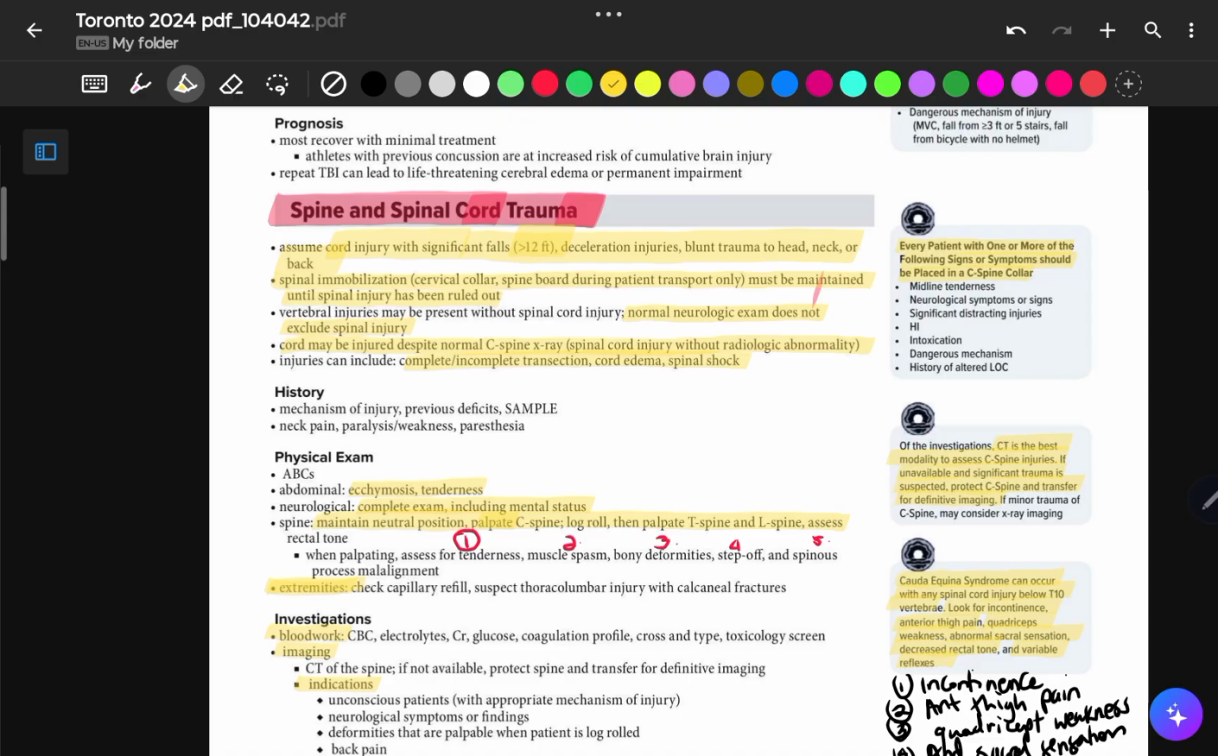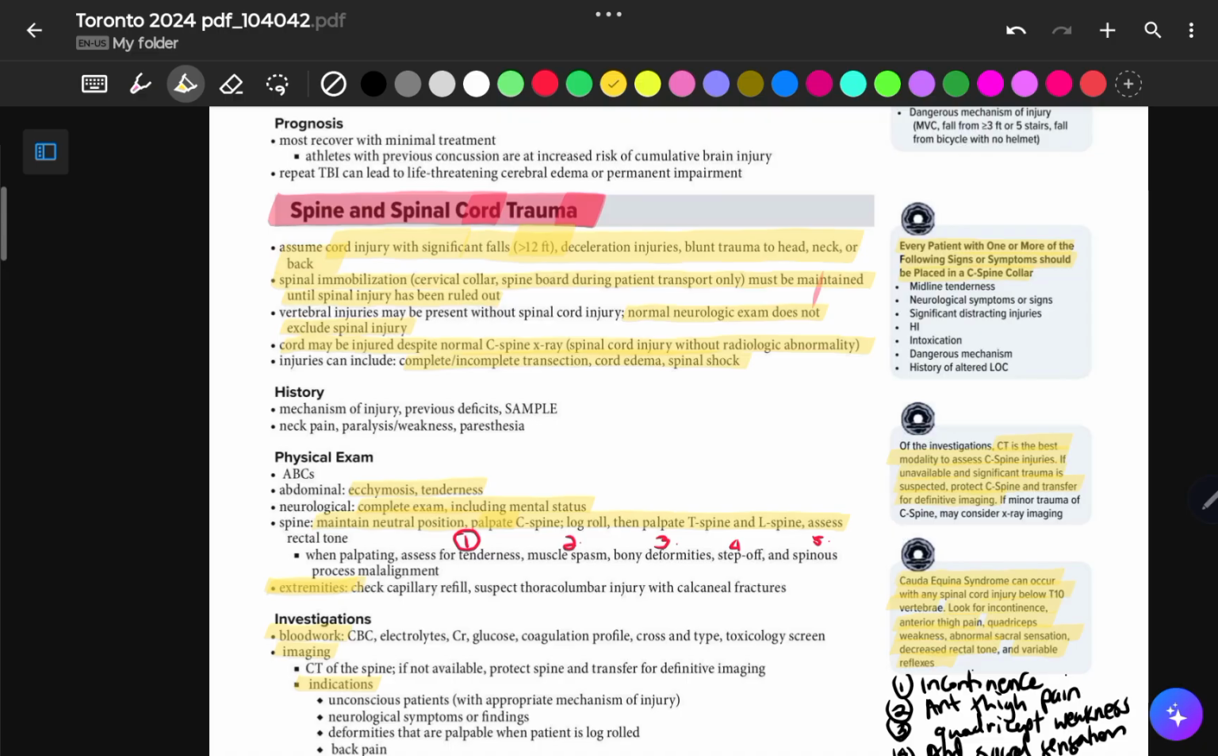So when you suspect a spinal injury, you always want to spinal immobilize. You want to put a cervical collar or a spine board during patient transportation, and it must be maintained until the spinal injury is ruled out. If you need to do a CT scan, the patient needs to continuously be on the spine board, and you only remove it once you know that you have ruled out any spinal injury. That's when your cervical collar and stuff are removed.